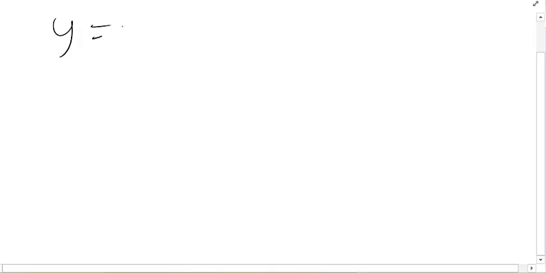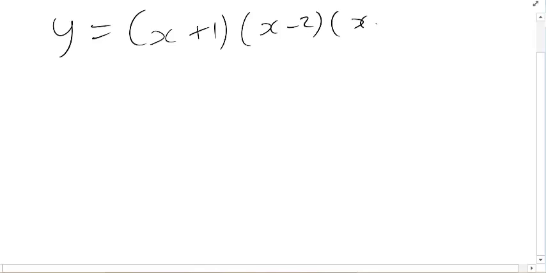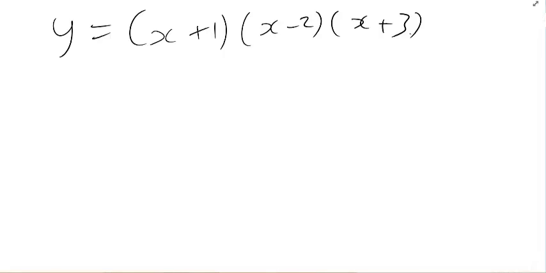In this video I'm going to do an example of drawing a cubic from factored form. The cubic that we're going to look at is y equals x minus 1, x plus 1 times x minus 2 times x plus 3. To draw, or rather to sketch a cubic, we need to determine our x-intercepts and our y-intercepts.